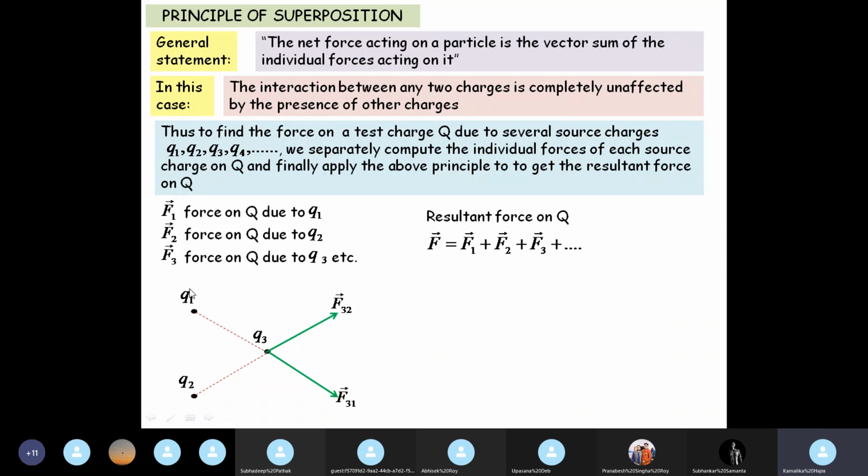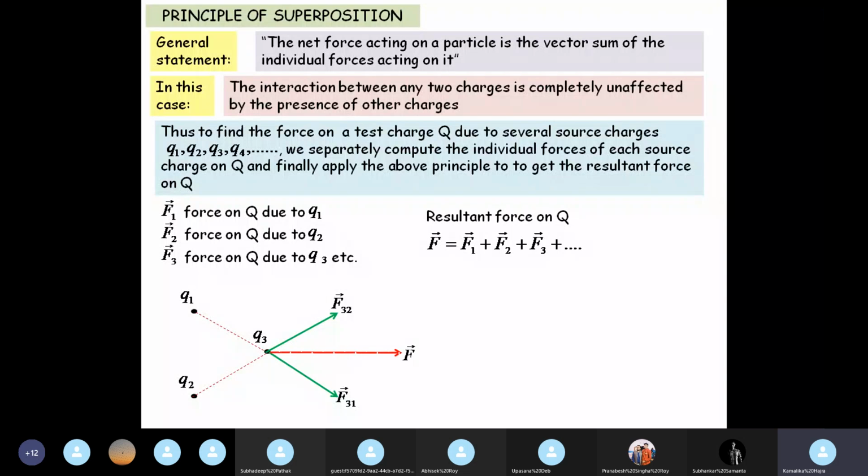Now suppose both Q1 and Q2 are present simultaneously and exerting their forces on Q3. That is, the forces F31 and F32 are simultaneously being exerted on the charge Q3. So obviously you can understand here that Q3 is our test charge and Q1 and Q2 are our source charges. So what is the resultant force on Q3 due to Q1 and Q2 simultaneously?